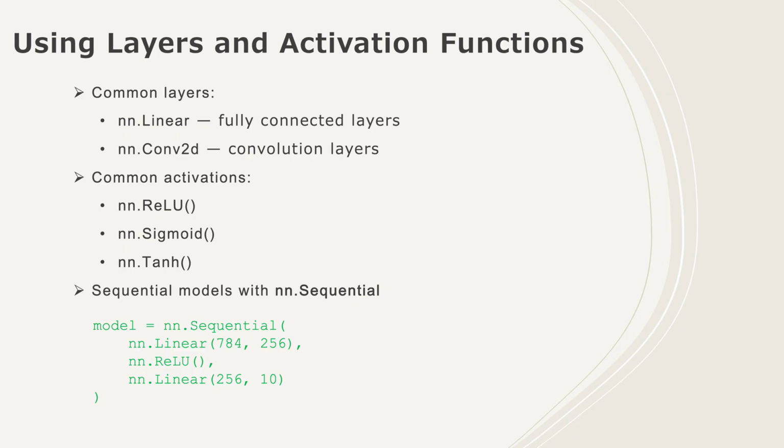PyTorch also gives us a convenient way to chain layers together using nn.Sequential. With Sequential, we can define a model by listing layers in order. For example, a linear layer, followed by ReLU, and then another linear layer. This automatically builds the forward pass for us in a clean and readable way. Understanding these layers and activations gives you the building blocks to design a wide range of neural network architectures.